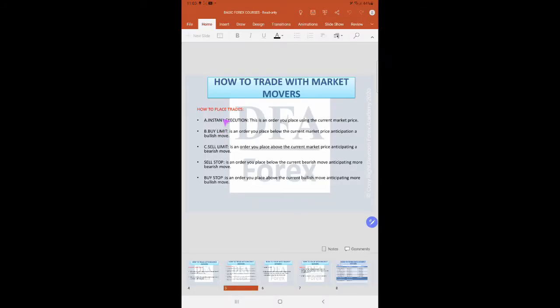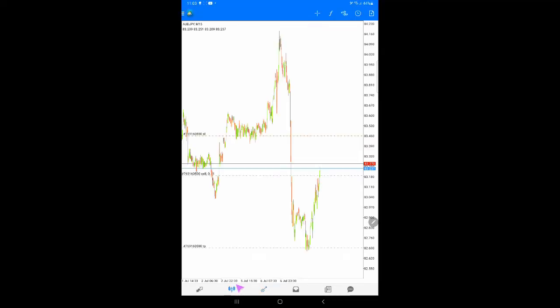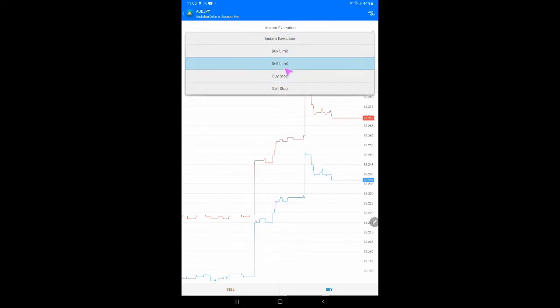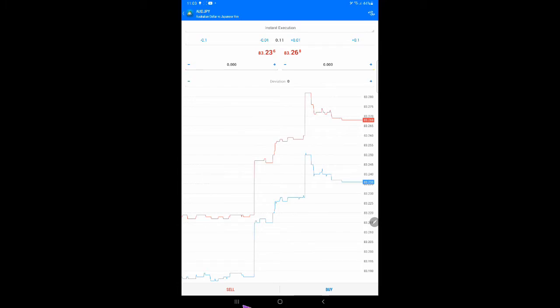So that's instant execution. Enter this market with the current market price. I just went to this point and I click buy or sell. I didn't try to change this. All right, this is this particular category.